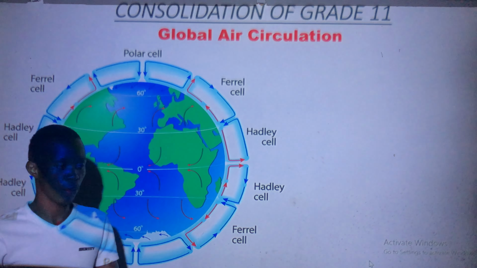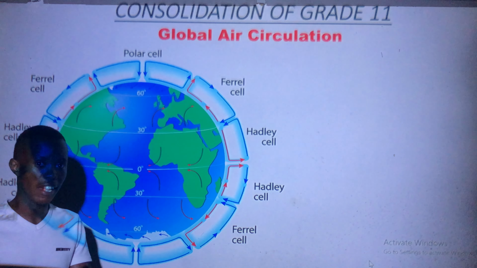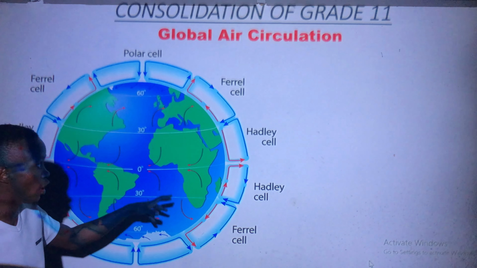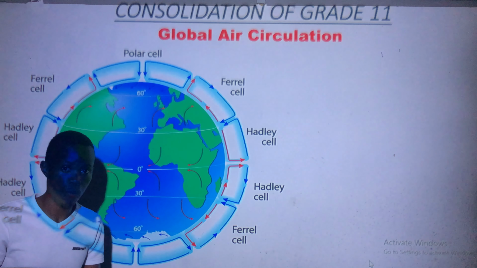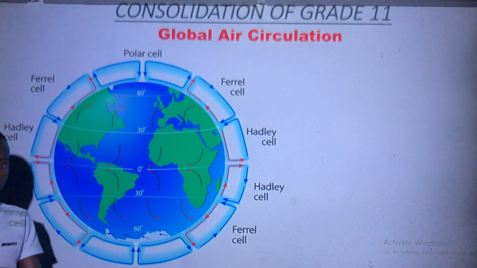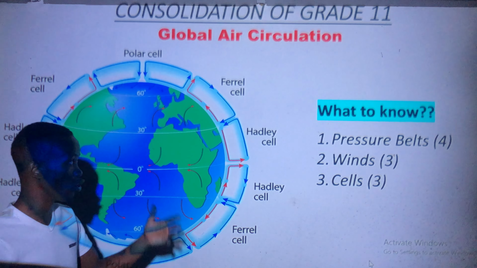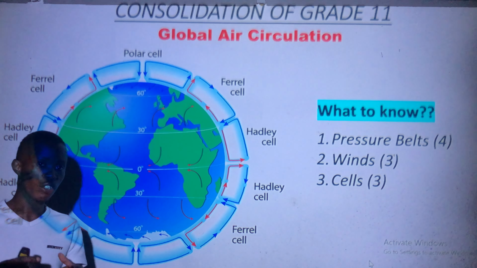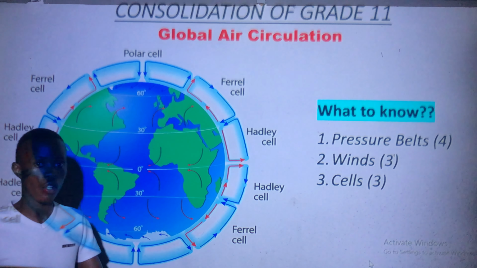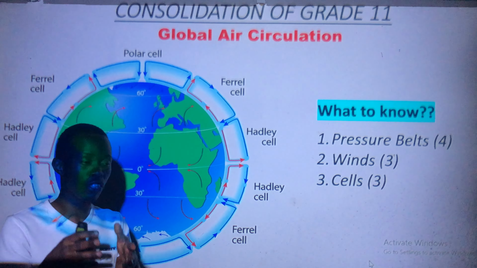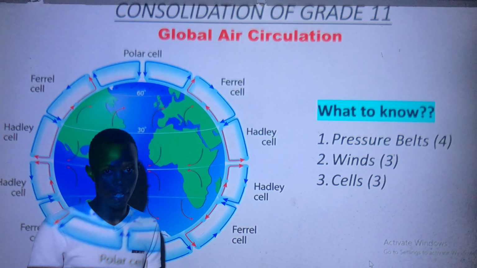So the first thing that you're supposed to know is called the global air circulation. You did this in grade 11, so this is just a consolidation. You know this diagram, I believe it's registered in your mind. The global air circulation can also be called a tricellular circulation. Most of grade 12 climatology is based on this global air circulation. If you do not know anything about it, you will struggle, especially when dealing with the mid-latitude cyclone and the tropical cyclone.